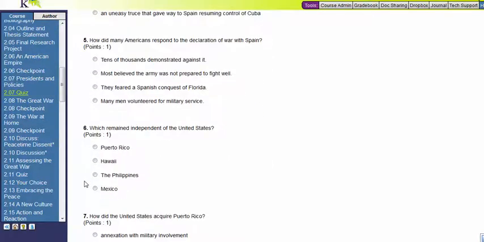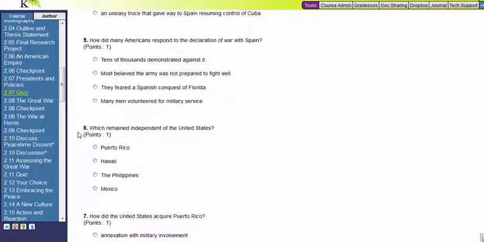Number 5, how did many Americans respond to the declaration of war with Spain? Tens of thousands demonstrated against it. Most believed the army was not prepared to fight well. They feared a Spanish conquest of Florida, or many men volunteered for military service.